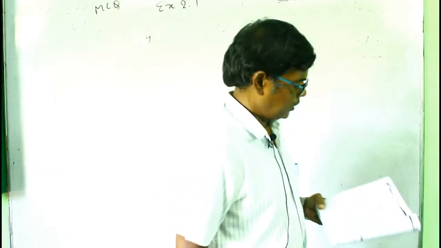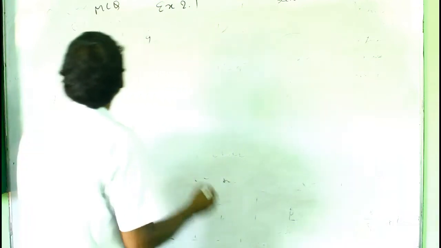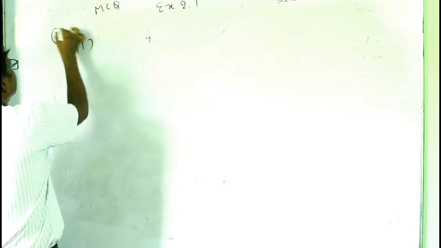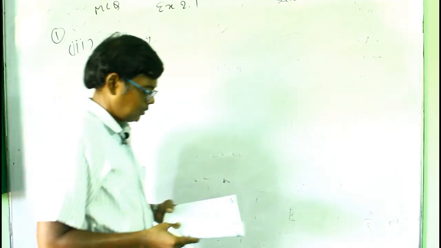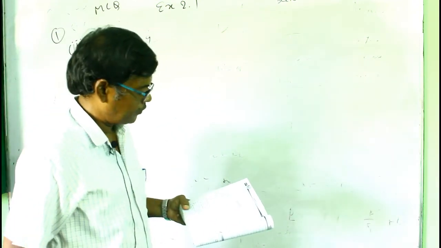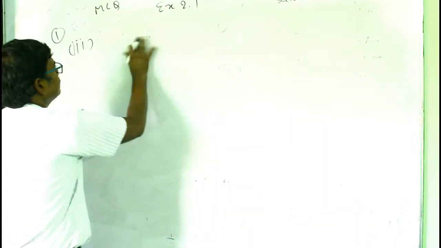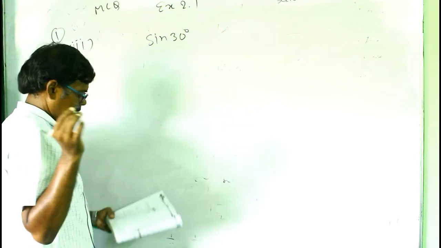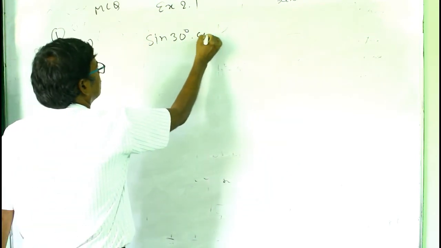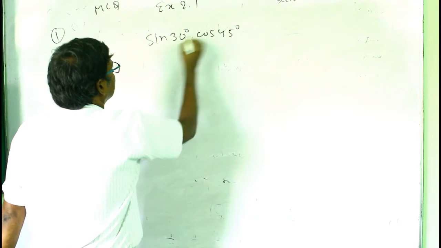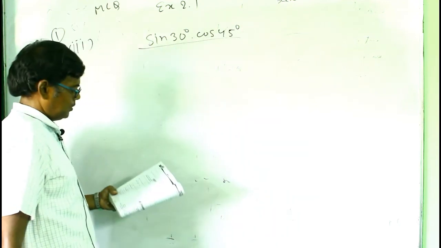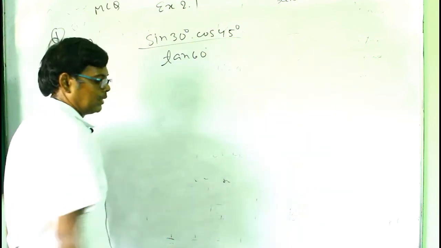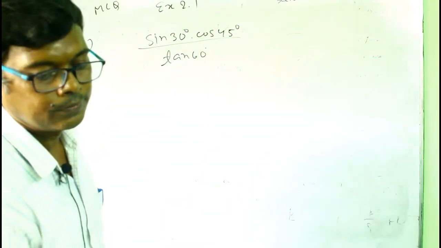Okay. So now question number 3. MCQ question number 3. In this we have to find the value of sin 30 degree into cos 45 degree by tan 60 degree. Okay, we have to find the value of this.